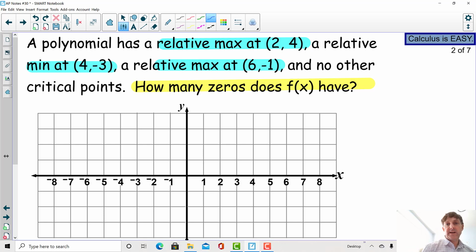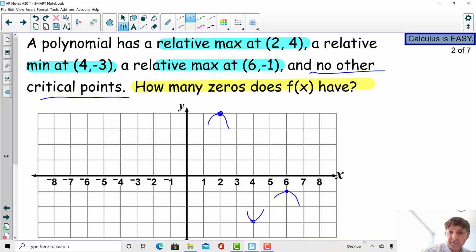We have a relative max at 2, 4. So that means our function is going to turn around at that spot. There's a min at 4, -3. Again, our function is going to turn around at that spot. And then a relative max at 6, -1. So we're going to turn around at that spot.